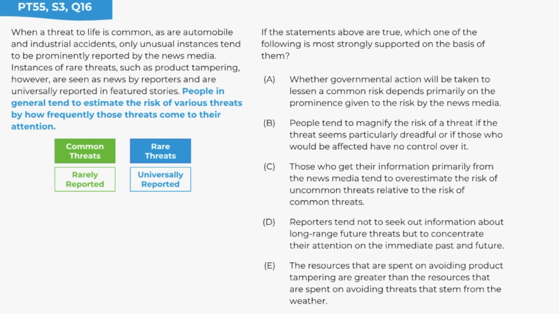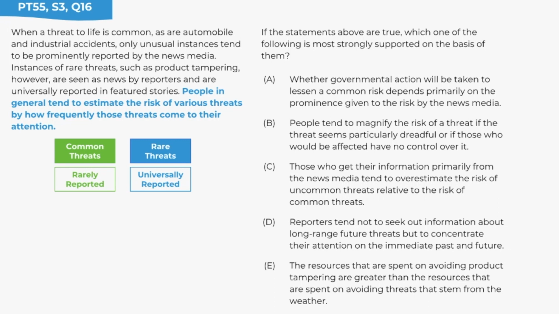So the question stem is asking us to find what is most strongly supported on the basis of these statements. And we've already got a good idea of what that might be: that rare threats are overestimated by people who are watching media, and common threats are underestimated by people who are watching media. Either one of those, or something connected to those two ideas, would be good anticipations, although they don't have to be exactly what the right answer says.